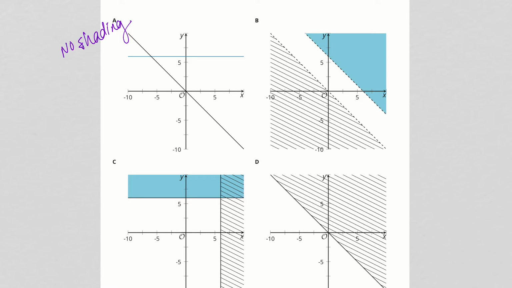You mean there are no dashed lines? Yes, no dotting. If it doesn't have shading or dashed lines, what does that mean? It's a line graph. It's a system of linear equations, not inequalities.